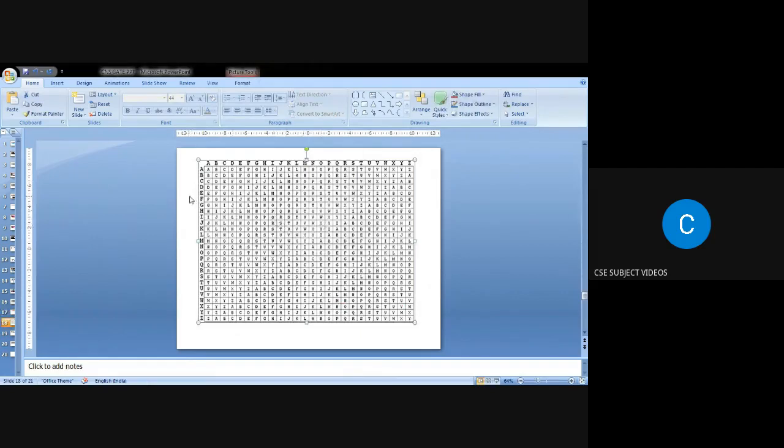So this is the Vigenère tabula. In this tabula, there are 26 rows and 26 columns, starting from A to Z in both the rows and the columns. Inside the rows, the values are inserted like this: the first row starts from A and ends with Z. For the second row, we start with the letter B and fill up to Z, then finally include the letter A.